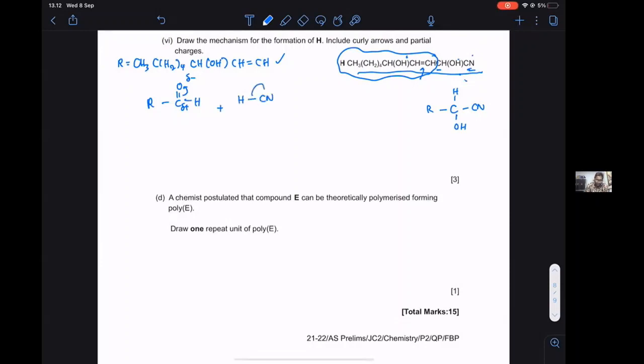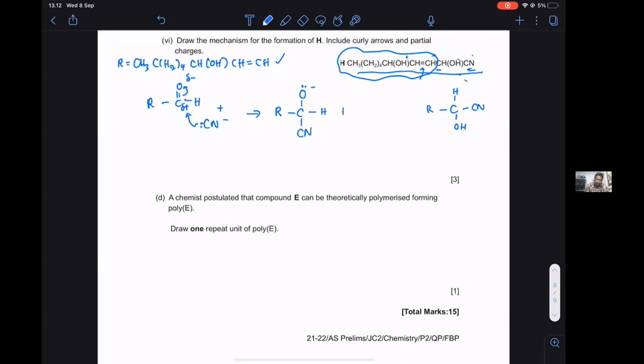I know that this one will become delta negative, delta positive. So what happens now? The CN will come over here. Or if you don't want to show this first, you can straight away put the CN minus with lone pair. They come here. So when they come over there, you will have R, C, O minus, and then H, and then you have CN.